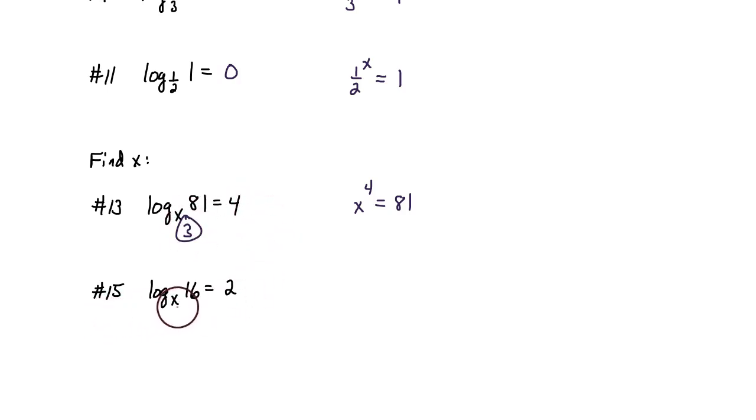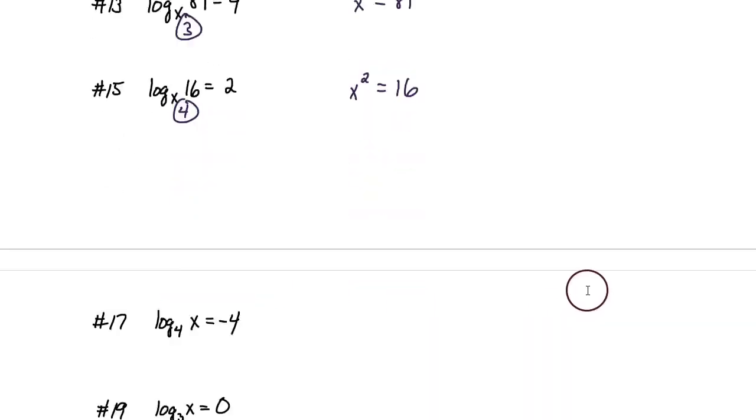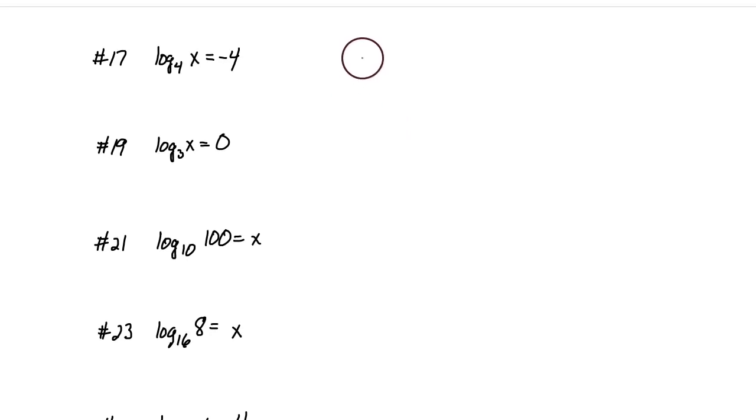Number 15, the x is in the base again. So x to the 2nd power is equal to 16. What number to the 2nd power is 16? Well, x has to be a 4. Number 17, this time the base is 4, the exponent is -4, and the argument is x. So 4 to the -4 power is equal to x. 4 to the 4th is 256, and a negative exponent is a reciprocal, so this is 1/256.